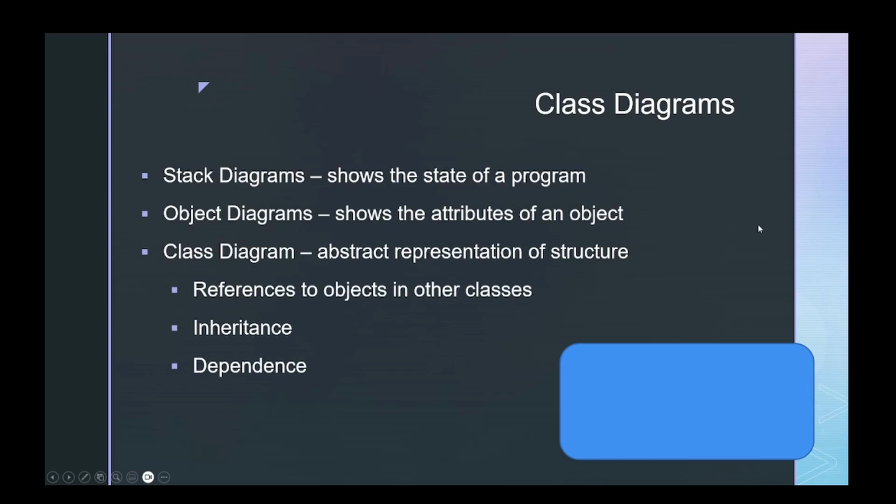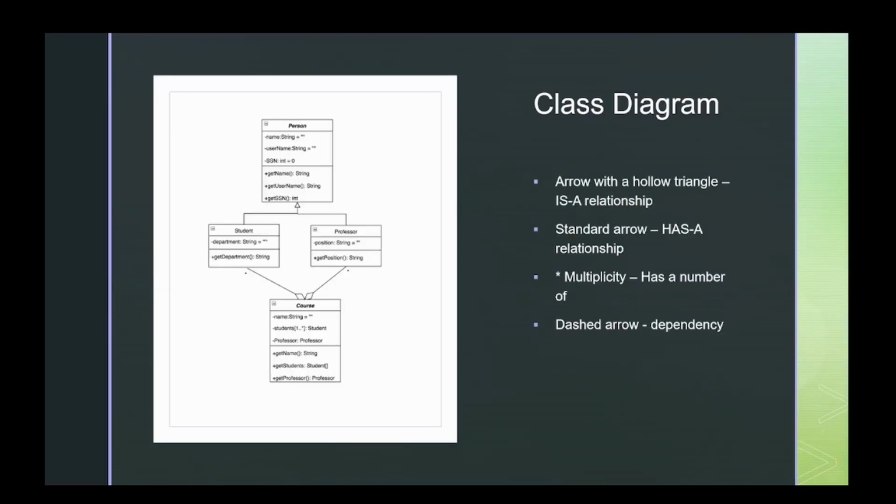Lastly, class diagrams. Typically, we have looked at so far stack and object diagrams. And these types of diagrams are going to show a snapshot of time. So it's going to show the current state or the current values of attributes within the object. Now we can add to it a class diagram, and it is going to be an abstract representation of the structure, very similar to what we just saw. But it's going to reference objects in other classes, it's going to reference the inheritance, and it's going to reference the dependence.